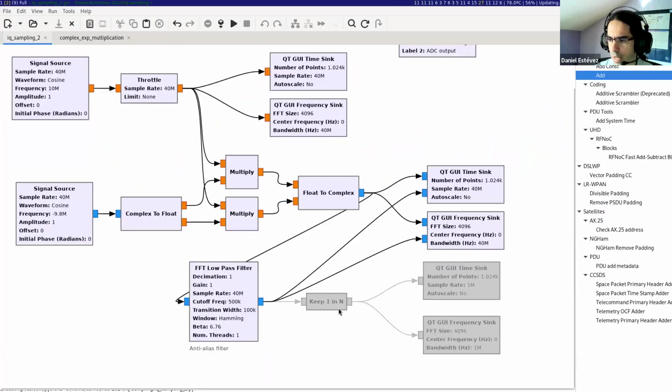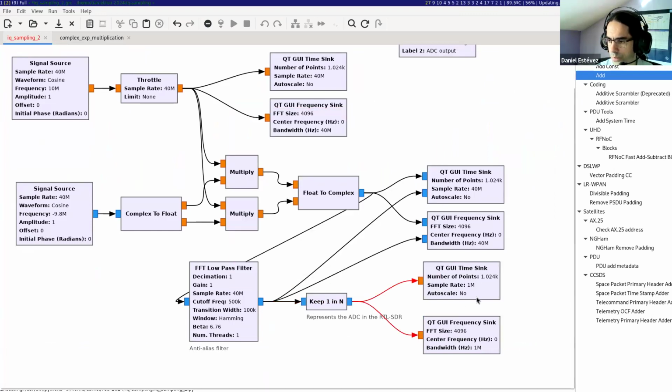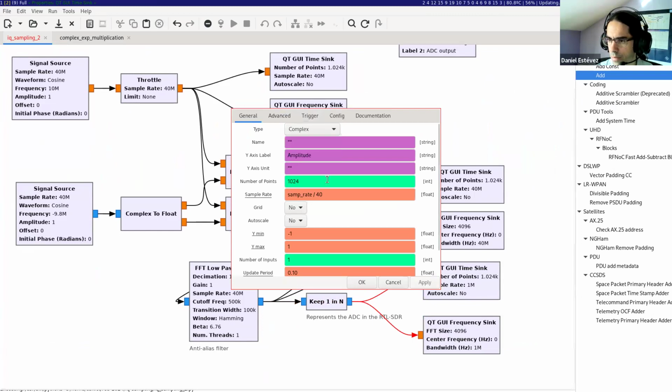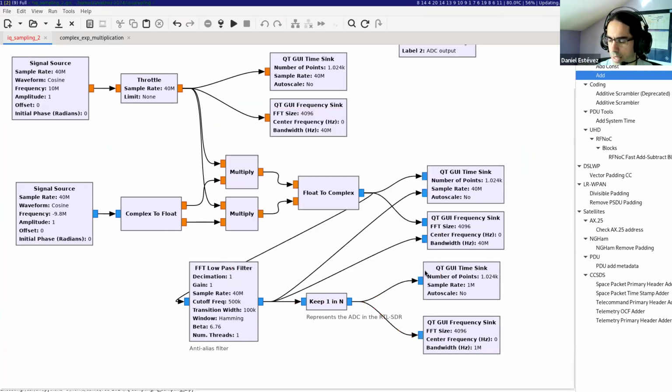Okay, so the only thing that remains is the ADC. This is again, keep one sample every 40, but now they are complex samples. And this is really what the RTL SDR is giving me. These are the complex samples that we get from the RTL SDR in GNU Radio. We understand where they have come from.